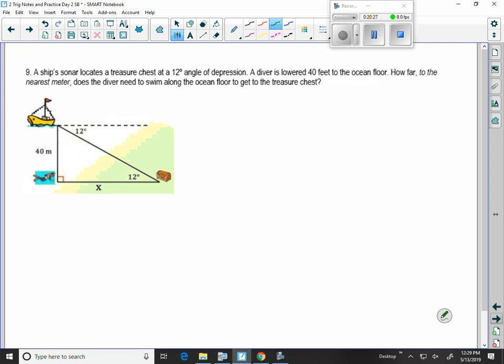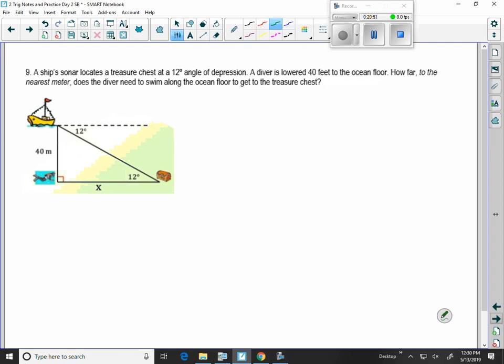Depression's down. The cool thing about angle of elevation and angle of depression is that they are always congruent. What does congruent mean? The same. They're equal. So angle of depression is here. Angle of elevation is there. You're probably going to notice they're the same thing. That will always happen.